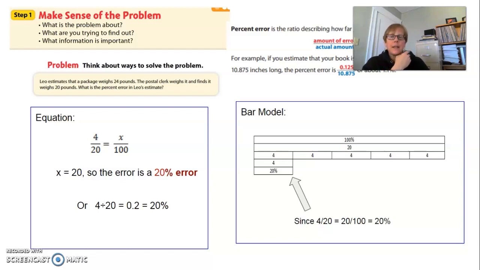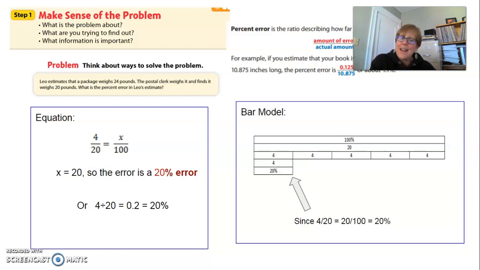The reason is because I gave you the equation for finding the percent error. So it was the error divided by the actual amount. So in this case, it's 4 divided by 20. All right, and you can see that they are using a little algebra here that equals x over 100. If you are trying to figure that out, I would probably do this. 20 times what gives me 100? 20 times 5. So 4 times 5 is 20. So if it's 20 hundredths, then the error is 20% error.